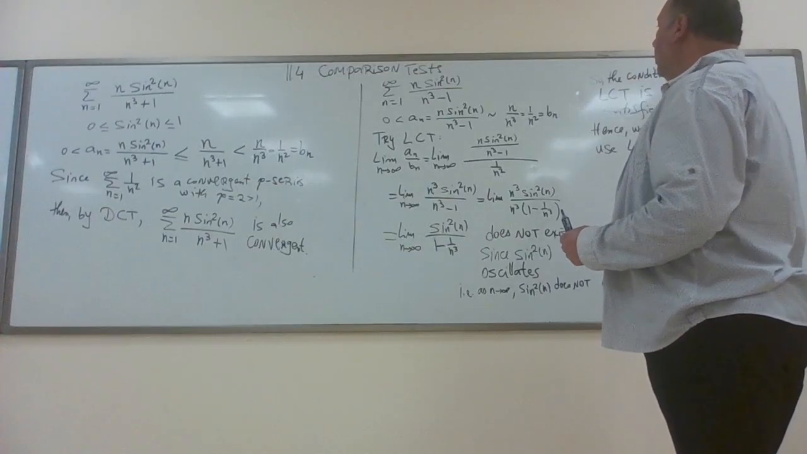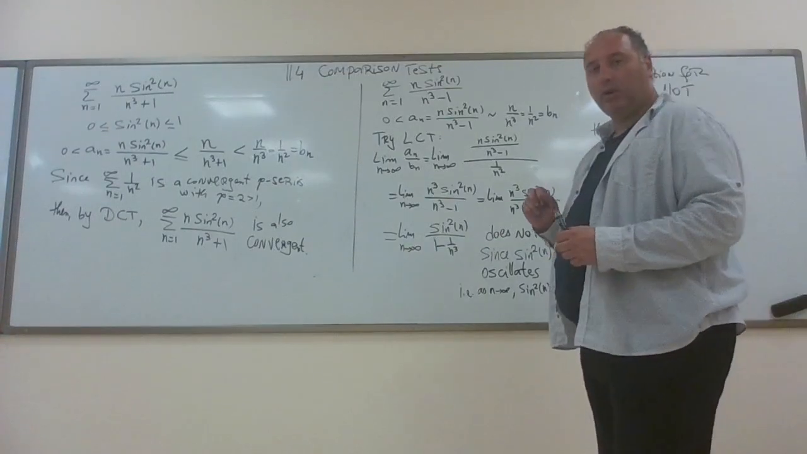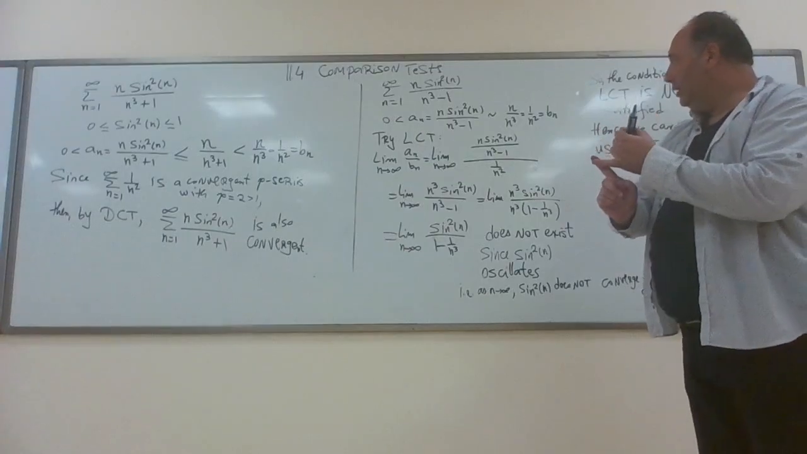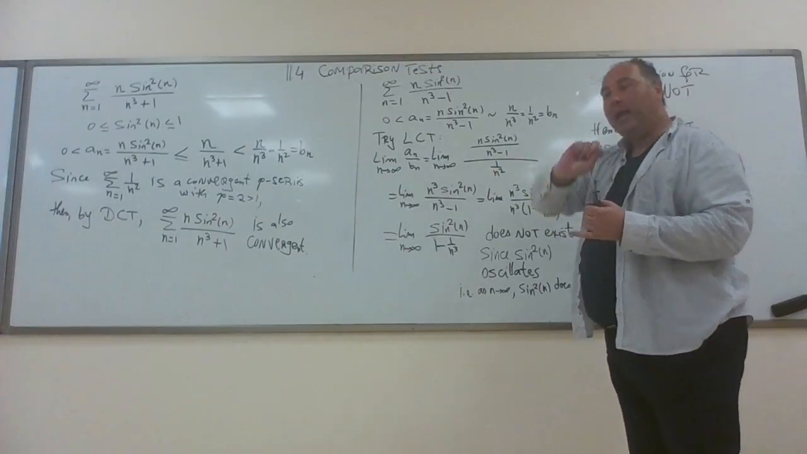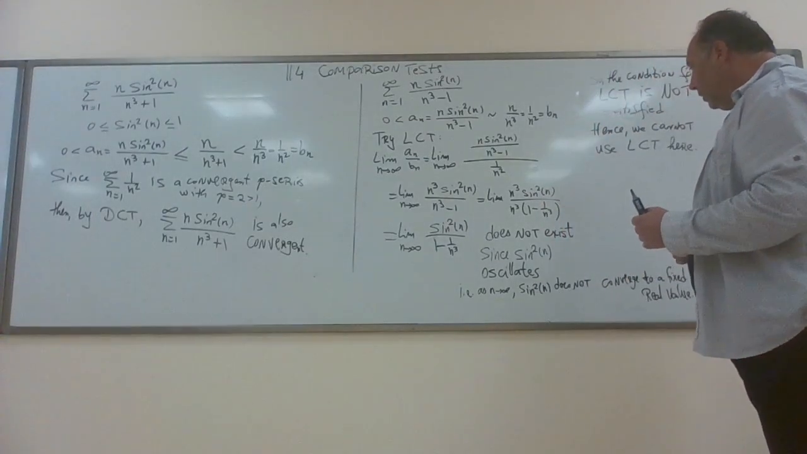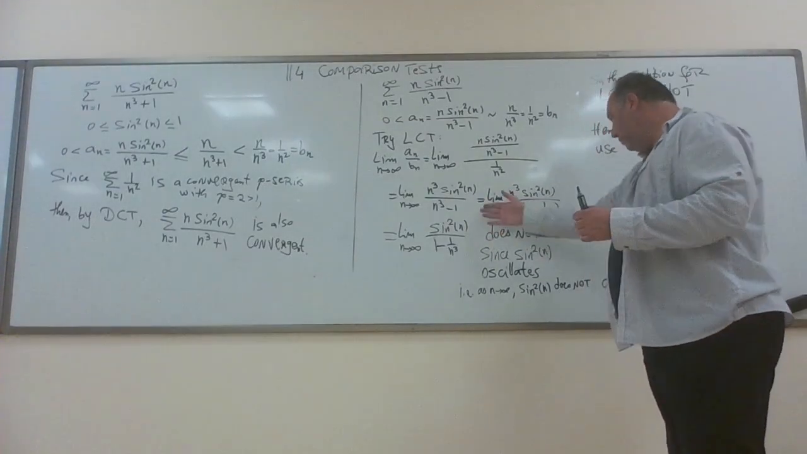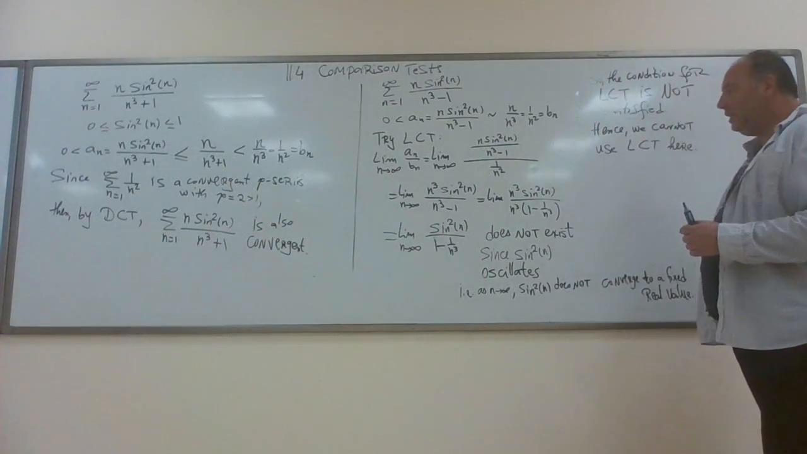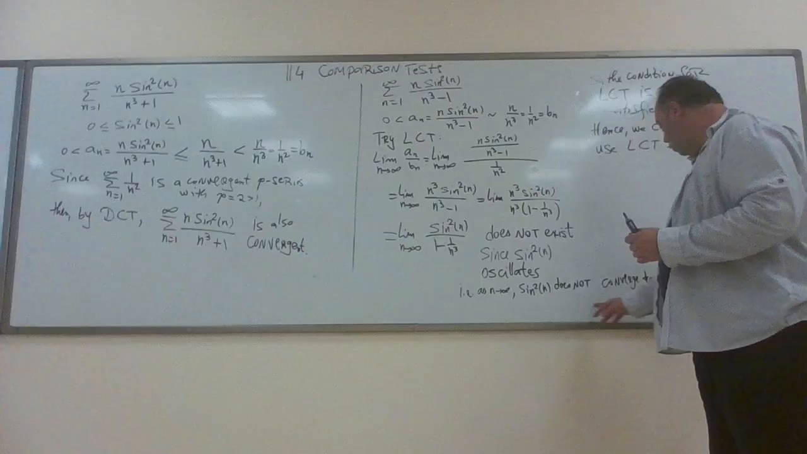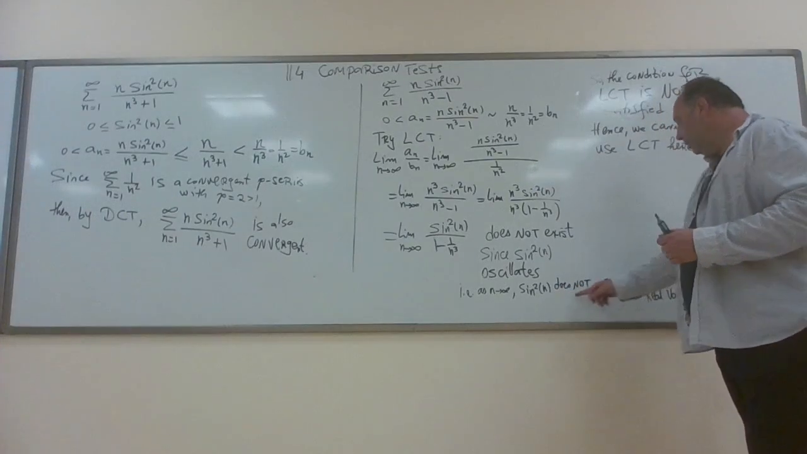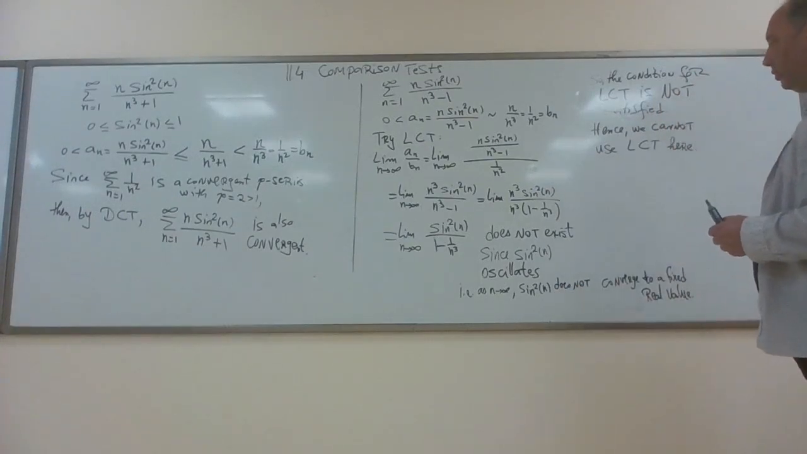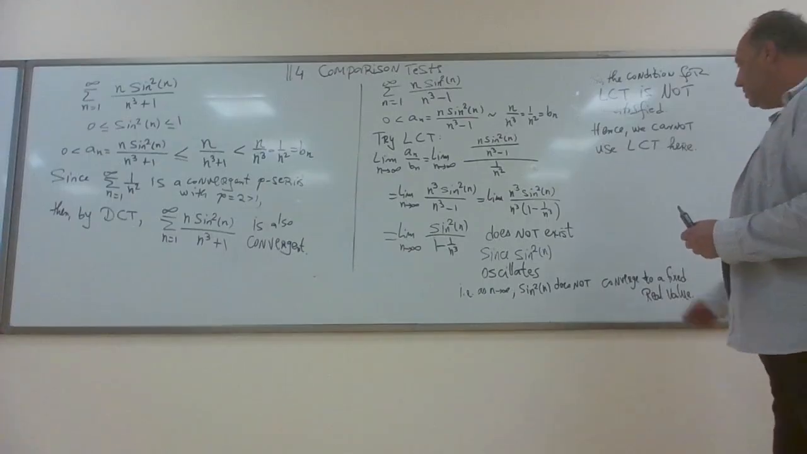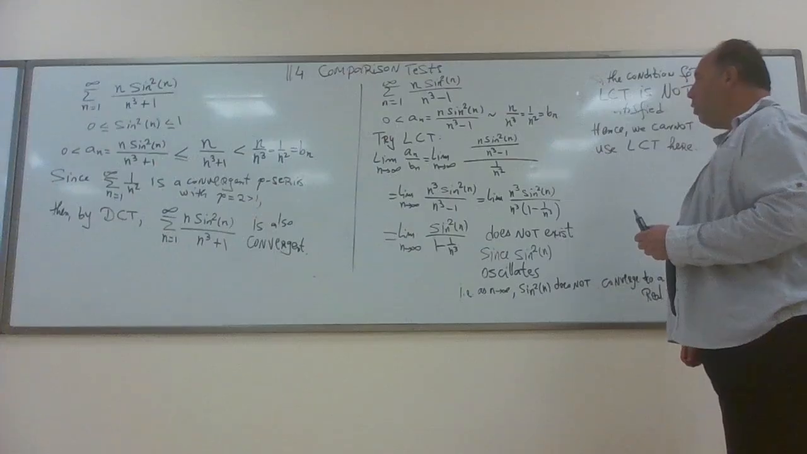Oh my god. The condition for LCT was that the limit here exists, it is a number, and that number is positive. Well, this expression is positive, but the problem is it keeps oscillating, it doesn't converge. Sine squared does not converge to a fixed number. So the limit does not exist. Uh-oh, what do we do?